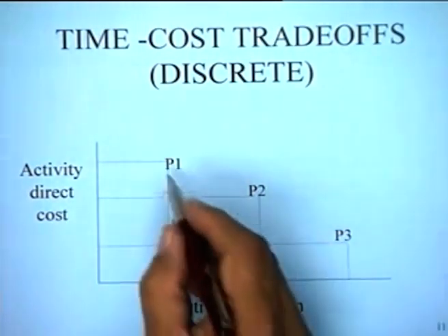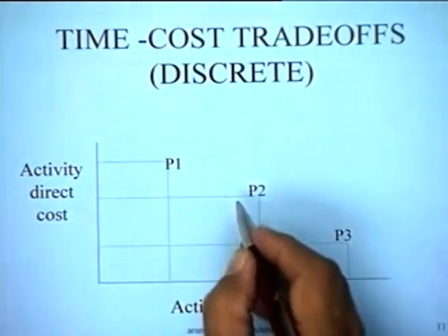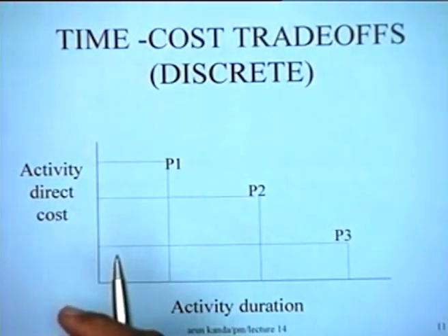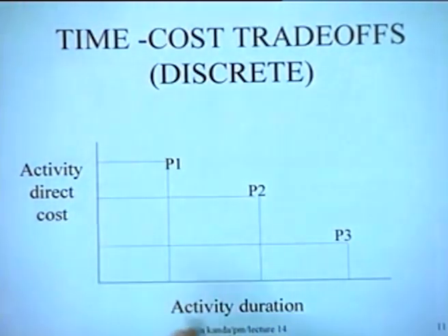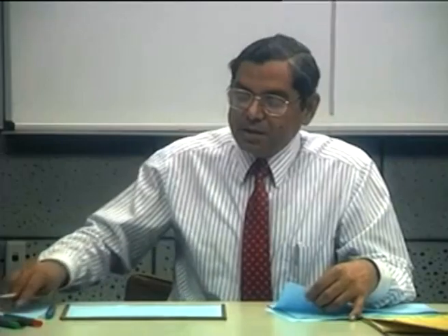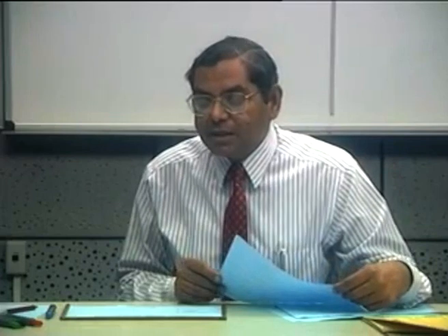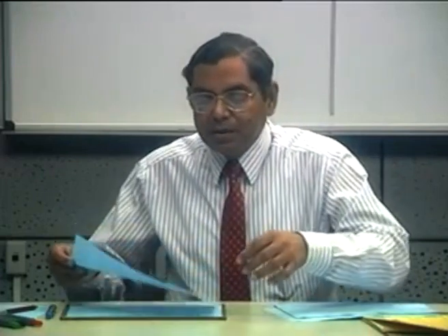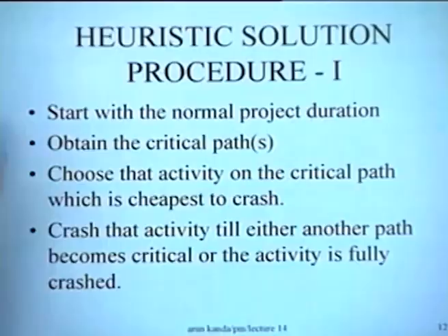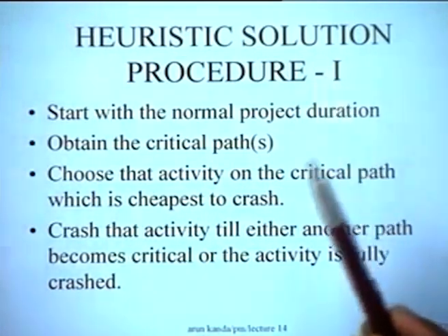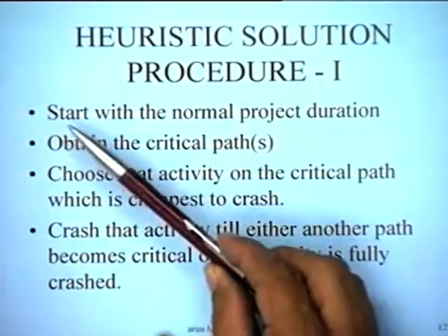So even in this particular situation, discrete points would represent alternative technological choices which you can exercise to perform that particular activity. Now there are therefore a variety of options in time cost trade-offs. To begin with, we look at only the linear case, and subsequently see how these other cases can be dealt with.